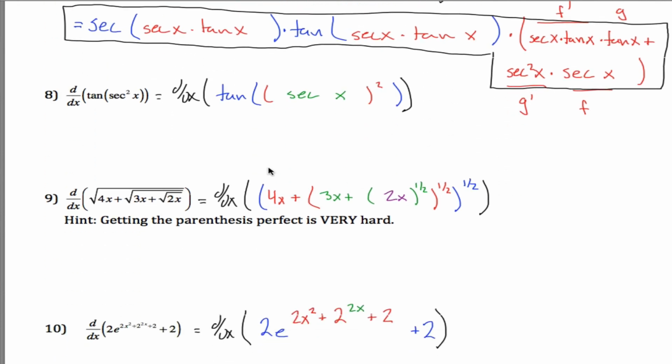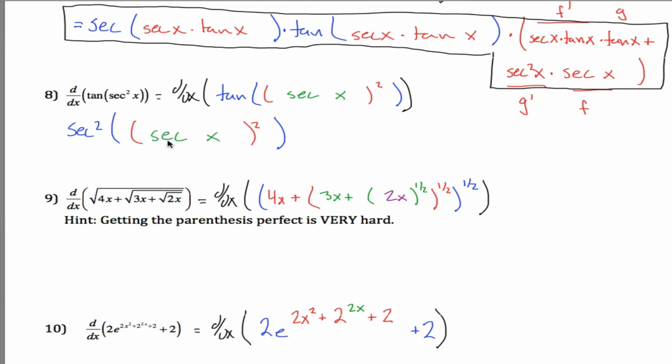All right, number 8, tangent of secant squared of x. You want to think about it like this. You have an outer function tangent. The derivative of tangent is secant squared. So in blue, I'm going to write secant squared something. And what is that something? Well, in this case, it's something being squared, specifically secant of x.